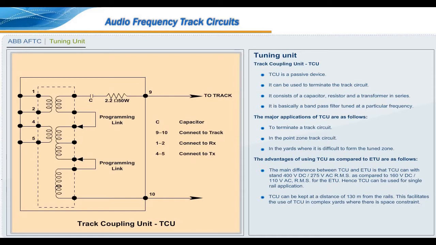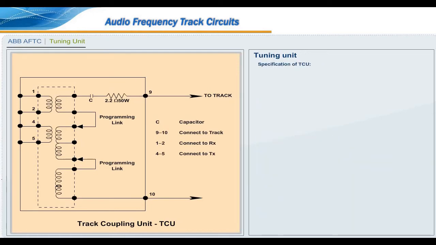TCU can be kept at a distance of 130 meter from the rails. This facilitates the use of TCU in complex yards where there is a space constraint. With TCU, it is not necessary to use 35 square millimeter cable for connecting TCU to rail. 2 into 2.5 square millimeter can be used. Impedance bonds are not used with TCU but are used with ETU.